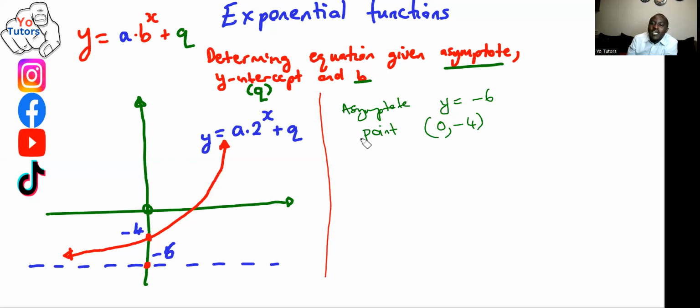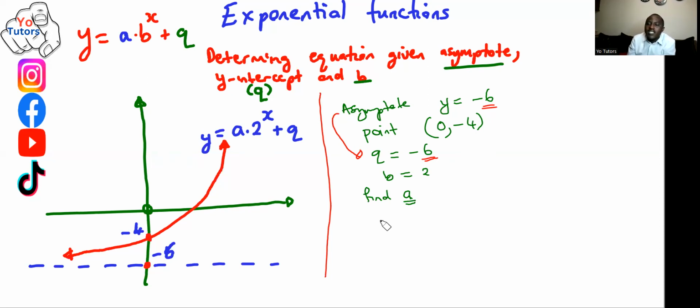Then what else are we given? We are given also q. Q is an asymptote, so q in this case is -6. That's what we need to remember. So q is your asymptote. I'm just showing you how you pick your values here. What else do we have? We are also given b. b is equal to 2. So it means that we can substitute everything here to find a. That's what is not there; the rest we are given. Let's see what we do in this case.